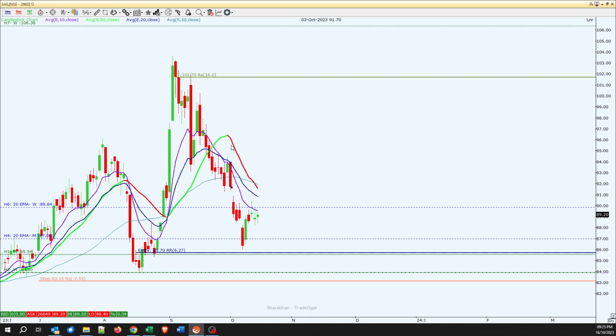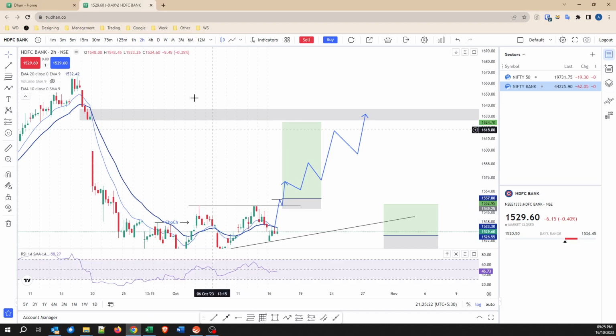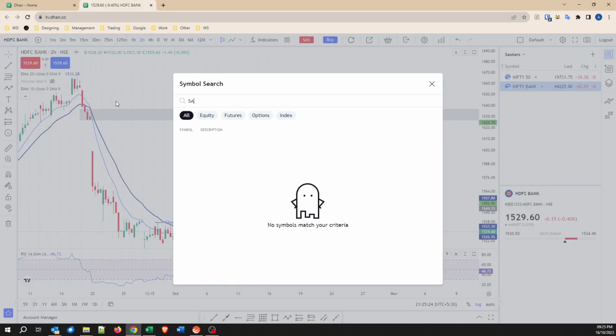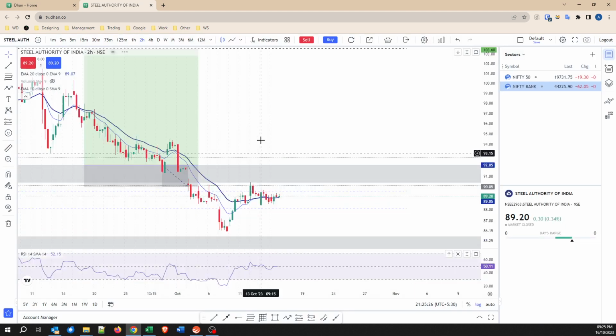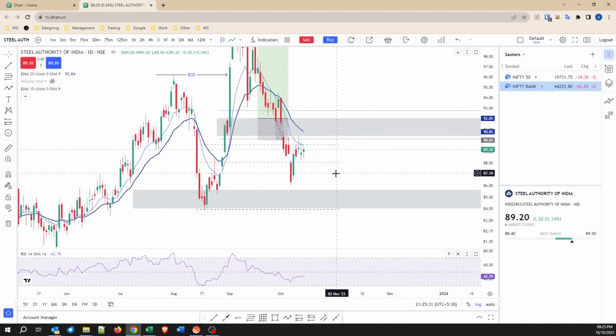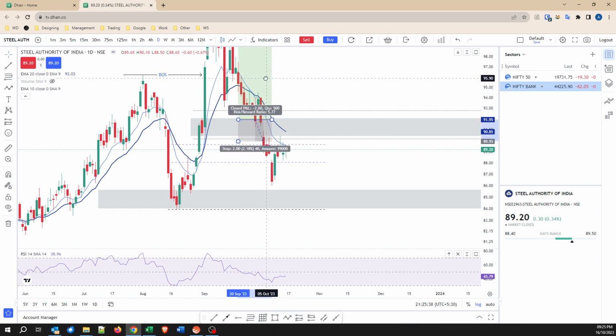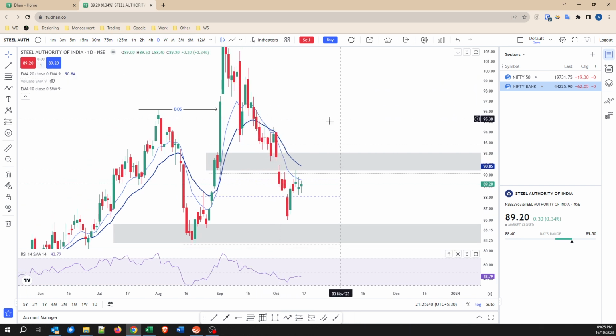The reason I kept my entry so low, and previously I had placed my entry here, but then on RSI, let me show you RSI. Okay, let me go to the daily time frame. As you can see, the price is moving back up and the EMAs are on top. This is the old trade.